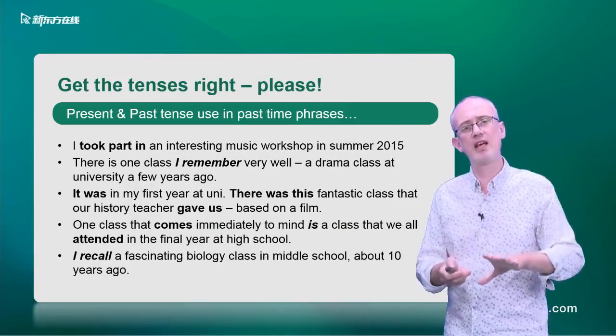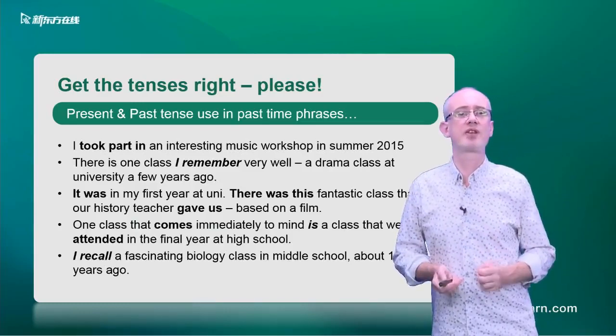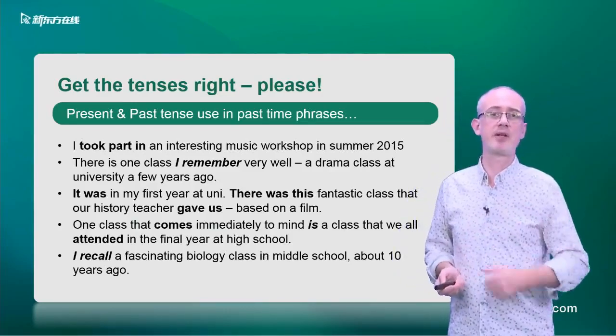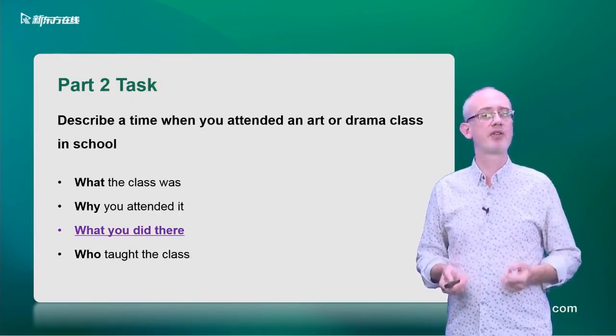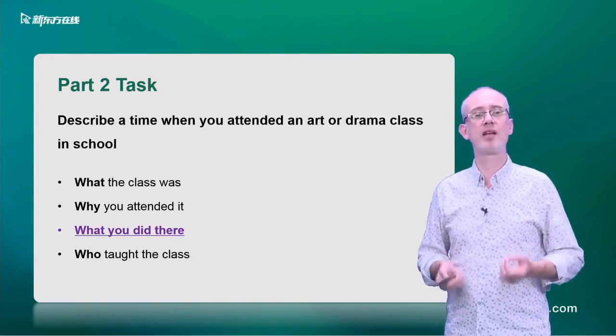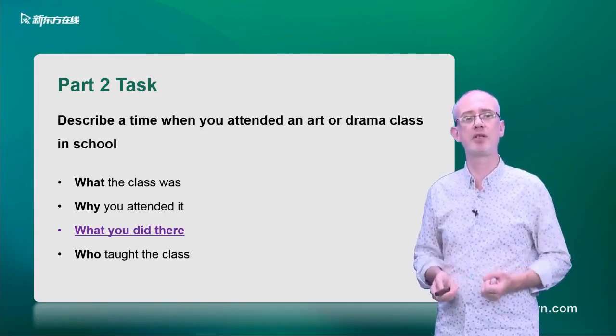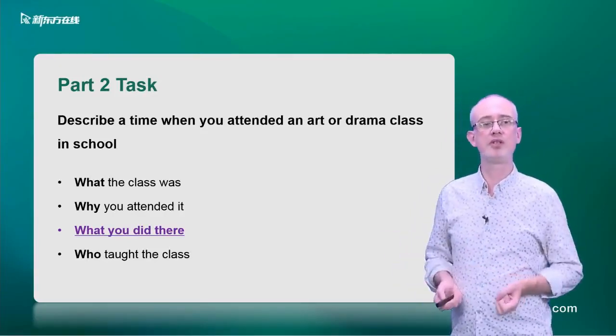So we see here the use of tenses correctly. If you're talking about something in the past, try and go for that past tense. Right, so part 2, bullet point 3: describe a time when you attended an art or drama class in school. Describe what you did there.